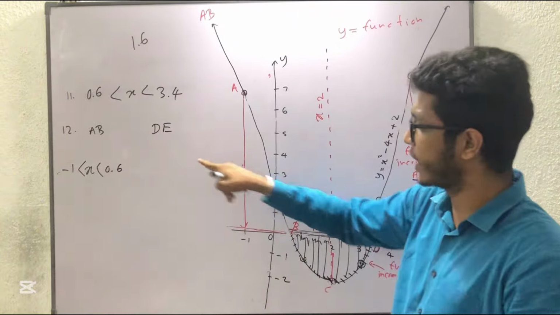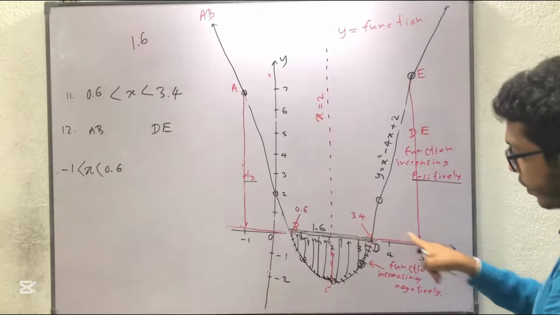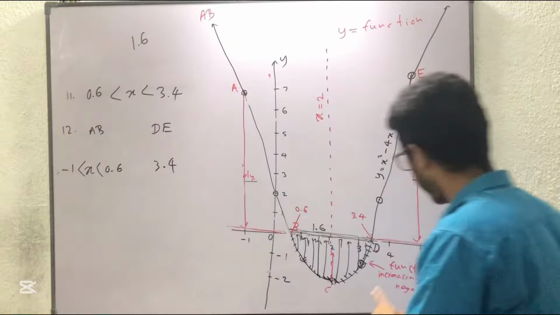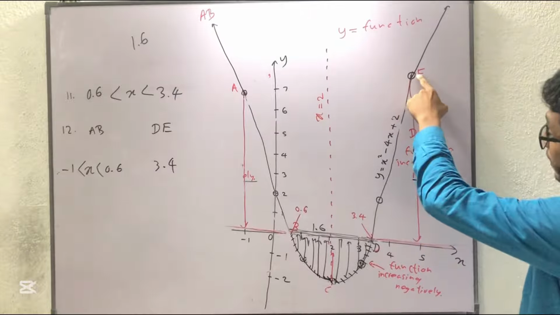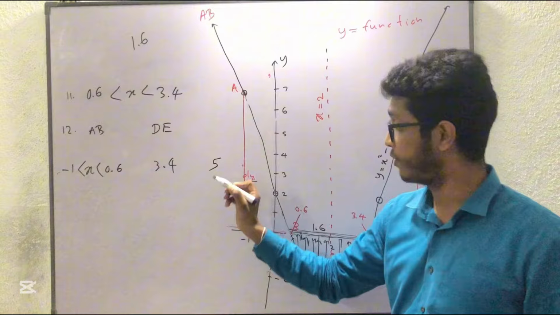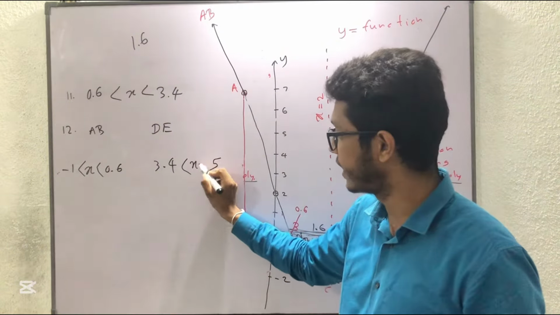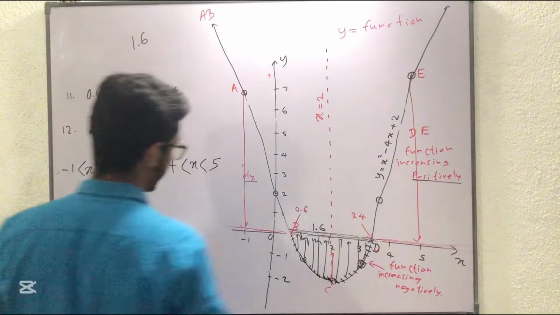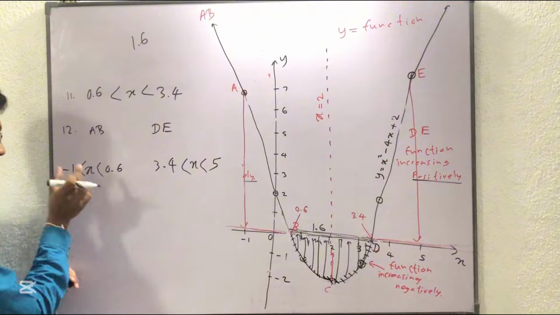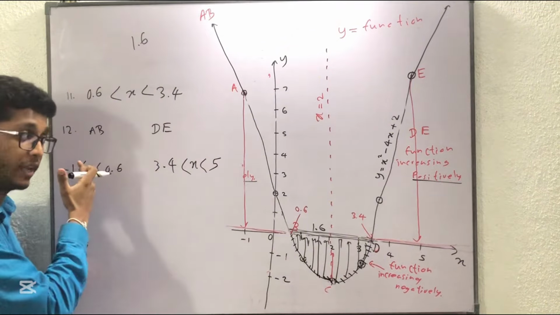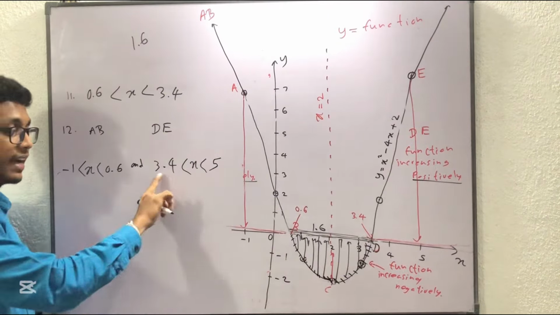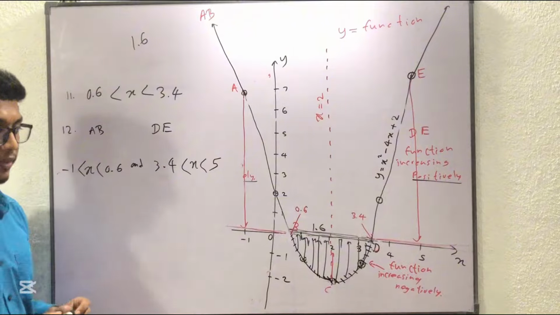When writing the x value range for DE, we also write the smaller value first, 3.4, and then we write the larger value that belongs to E, that means 5, and in between that we write x with the inequality mark. So for the part where the function is positive, we have two x value ranges: x greater than -0.1 and less than 0.6, and x greater than 3.4 and less than 5.